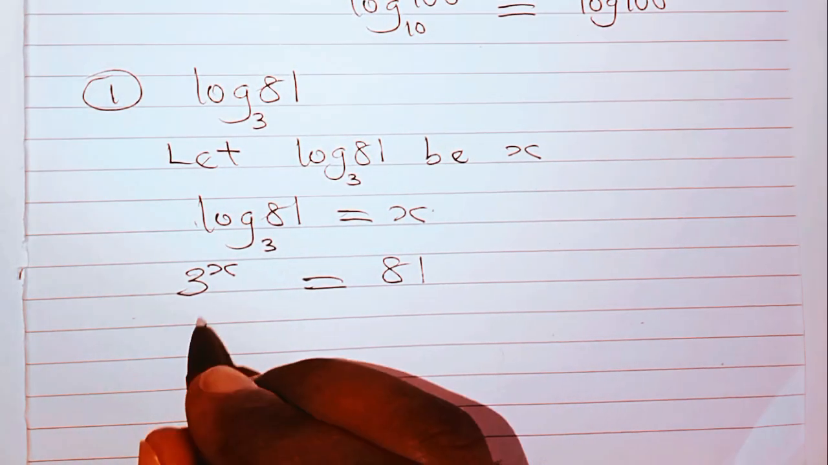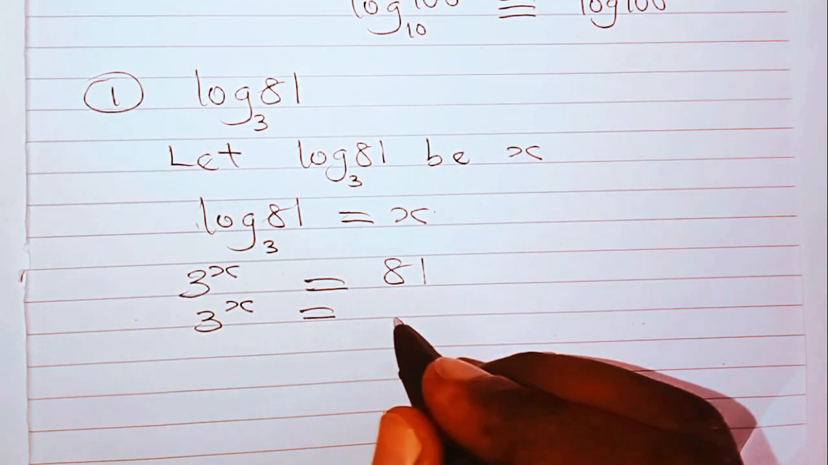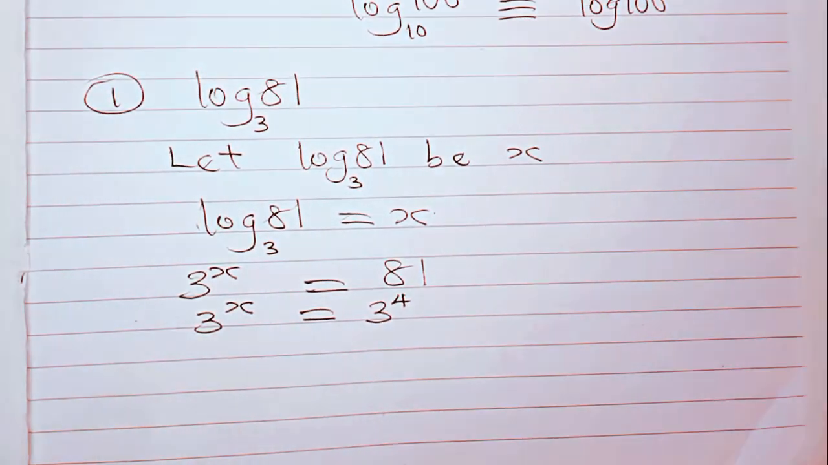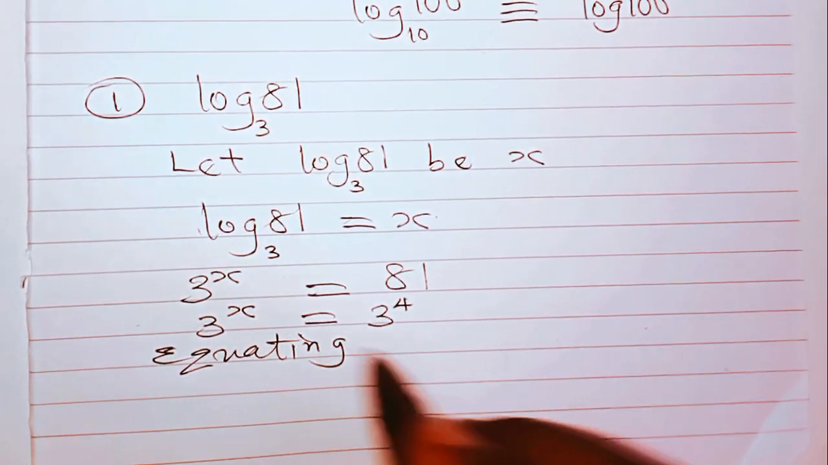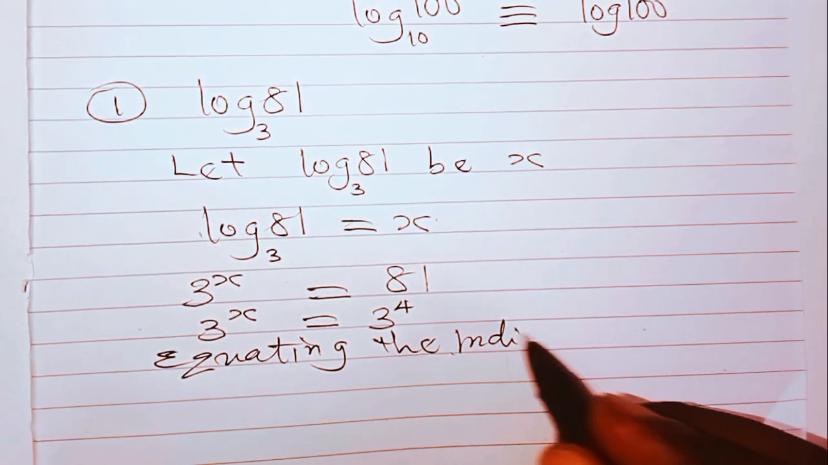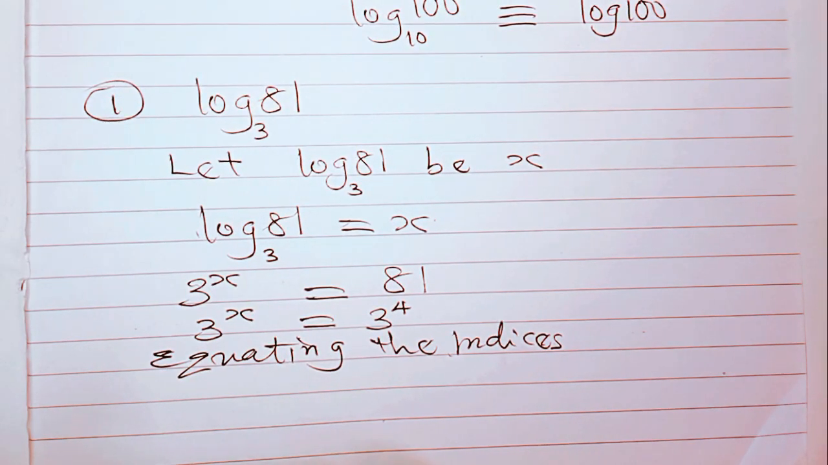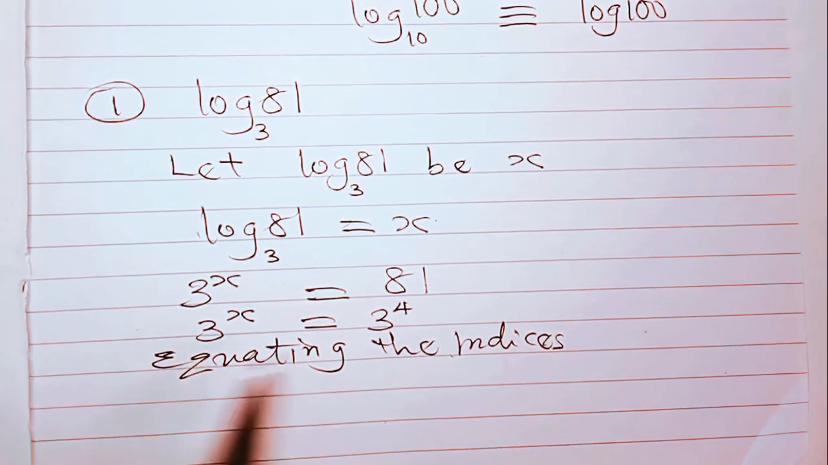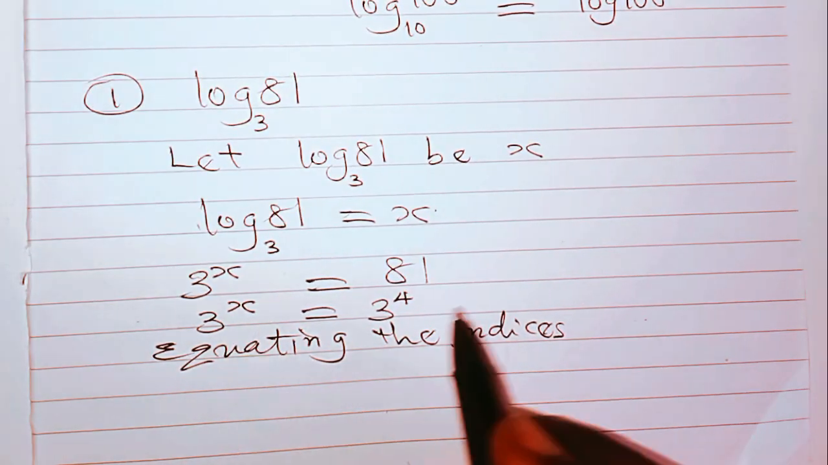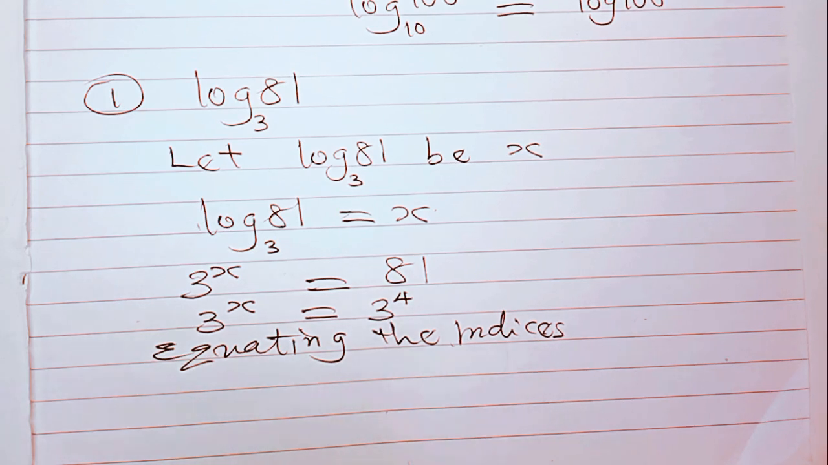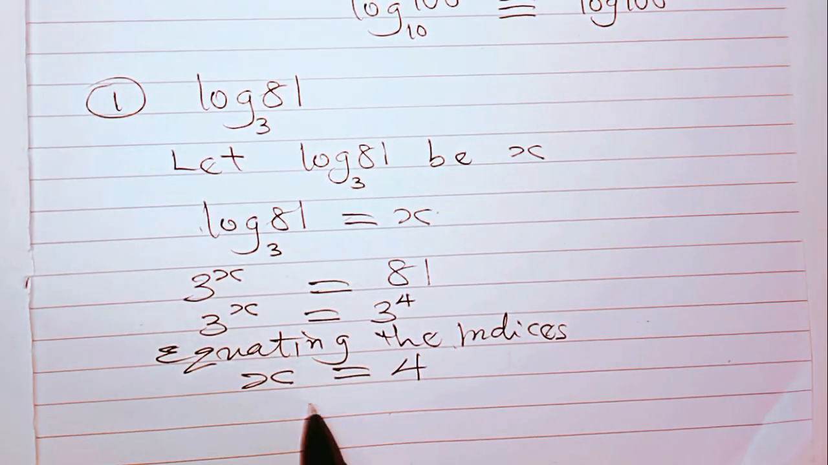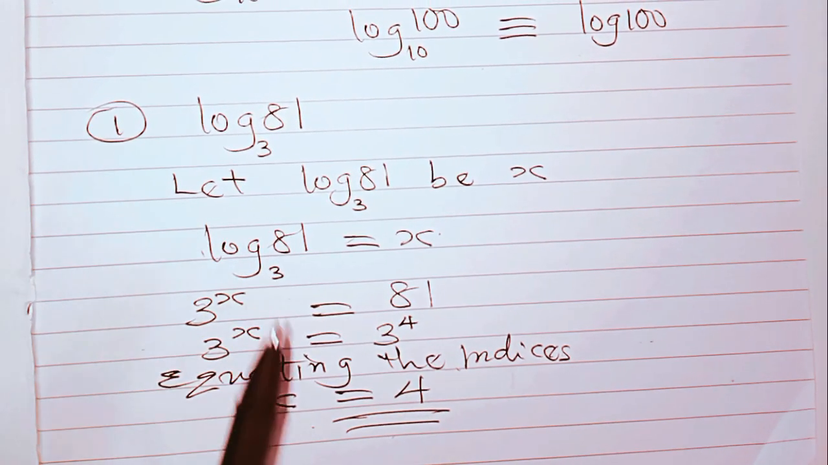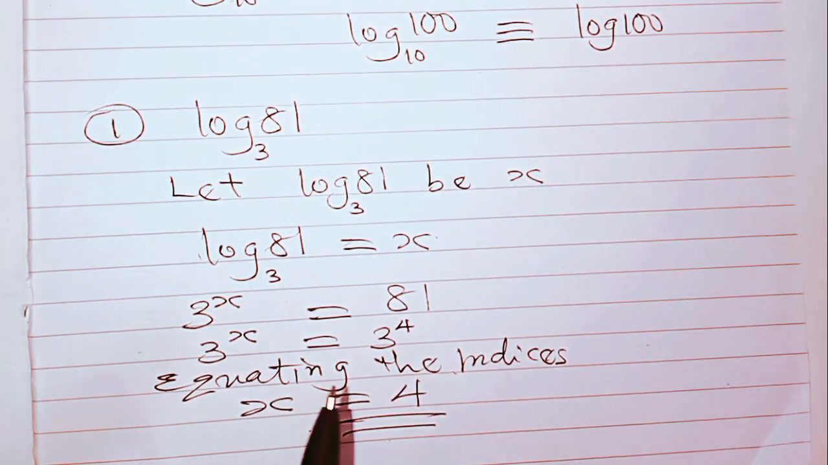And of course, if we have 3 raised to the power of x equal to 81, 81 is also the same thing as 3 raised to the power of 4. So in this case, we equate the indices. Equating the indices, we can choose to write them out just to show our steps. Equating the indices, since the bases are equal, then definitely the powers must be equal. It can be equating the indices, equating the powers, or equating the bases. Any of such phrases can go there, and therefore our x equal to 4. So definitely the value of log 81 base 3 is equal to 4.